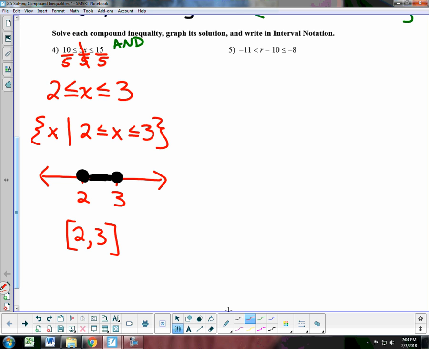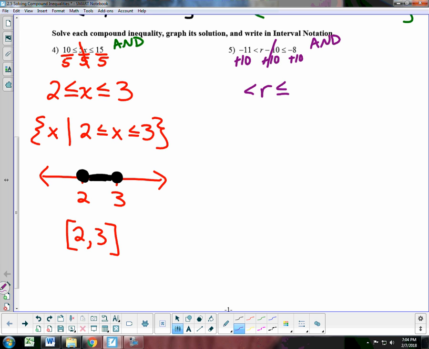Okay, so number 5. This one is also an and situation. One clue is that there is no word or. Okay. We can do something similar like we did to number 4. We want to get the r by itself this time, so we have to get rid of the minus 10. So the way you do that is you add 10, and we'll do that in all 3 areas. So the goal is always to try to get the variable by itself in the middle. So we did that successfully already. The symbols are going to stay the same.